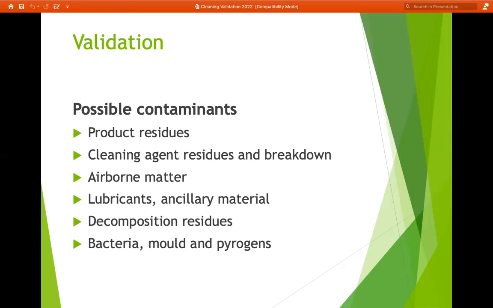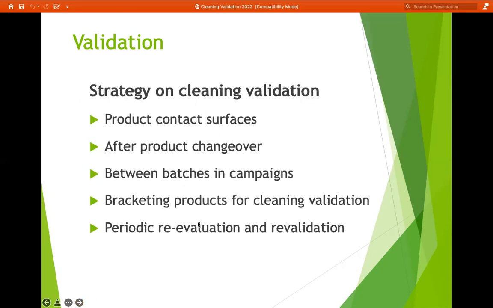If a product is not stable enough, it can decompose during the process because of heat or moisture, and those decomposition residues can stick to the machine or the equipment. Then bacteria, molds, or pyrogens, and these are the microbial threat, possible microbial contamination.